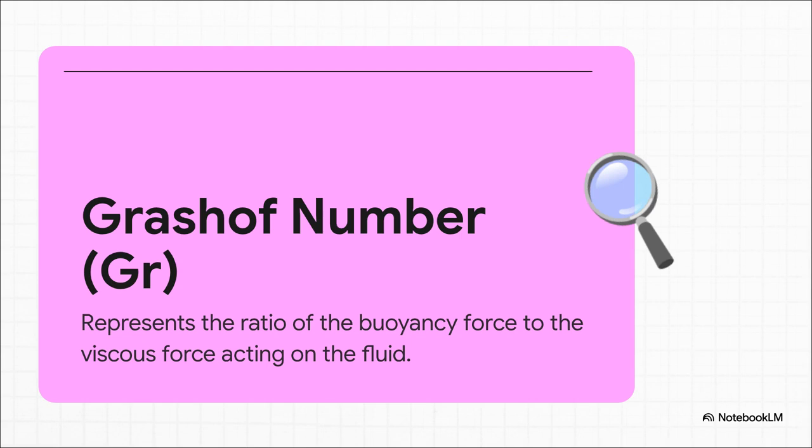Now, don't worry about the complex math behind it. Just think of it like this. The Grashof number is basically a tug-of-war. On one side, you have the upward buoyancy force trying to get the air moving. And on the other side, you have the fluid's own internal friction, its viscosity, trying to hold it back. A big Grashof number just means buoyancy is winning that tug-of-war, and you're going to get some really strong convection currents.